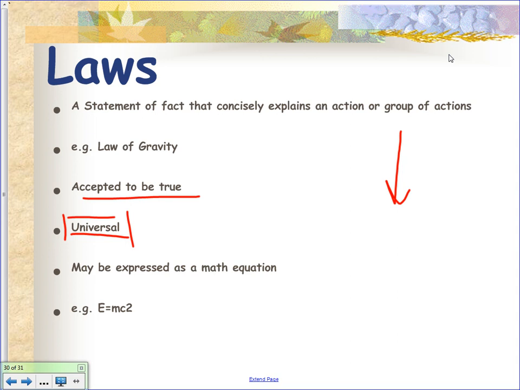So the law of gravity works in this solar system, but it's applied to the planet Earth. And oftentimes laws can be expressed as mathematical equations. So the law of relativity equals mc squared. If you see a math statement behind it, generally speaking, you're looking at a law.